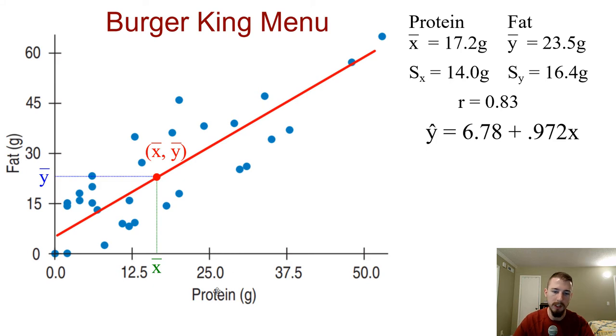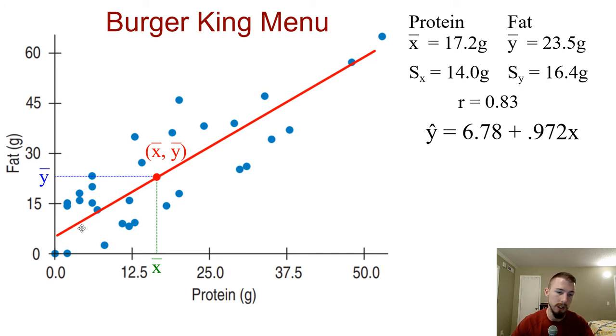So for the protein, that's our explanatory variable. Our response variable is the fat content. We have the x bar and y bar, which are the averages, and then the standard deviations for those different variables, and then the correlation between the two. Remember, that's calculated by finding the sum of the products of the z-scores divided by n minus 1, which was 30 in this case. And then from that we got the model.